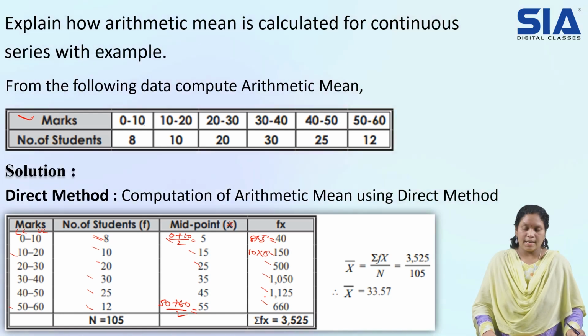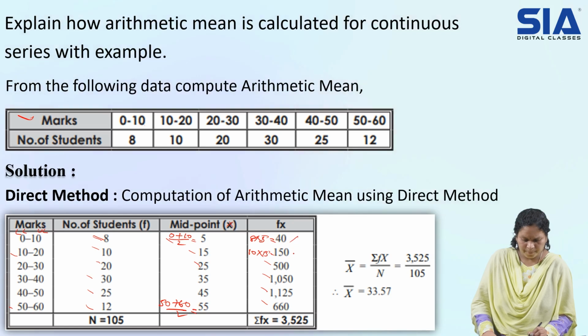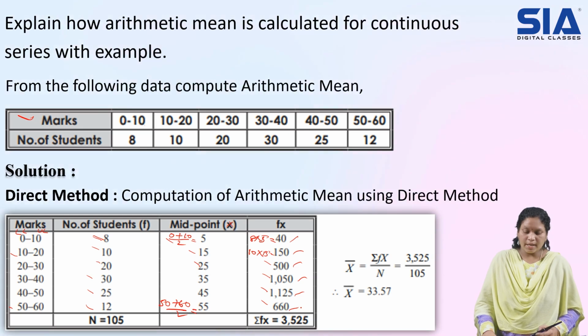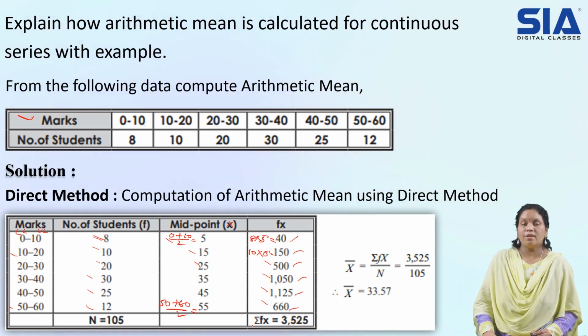After obtaining that entire column, add up the data. So 40 plus 150 plus 500 plus 1050 plus 1125 plus 660. Add them up one to another, and you'll get summation Fx. So add up all the data, and you'll get the summation Fx value.